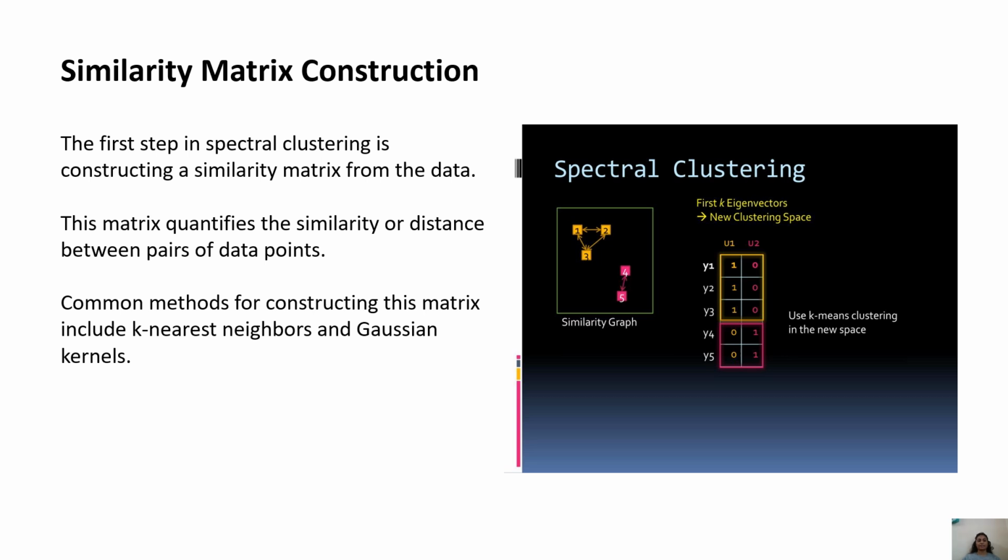Similarity matrix construction. The first step in spectral clustering is constructing a similarity matrix from the data. This matrix quantifies the similarity or distance between the pairs of the data points. Common methods for constructing this matrix include the k-nearest neighbor algorithm and the Gaussian kernels. As you can see in the figure on the right side, in spectral clustering, the first k eigenvectors are used as a new clustering space. We have u1 and u2, and the y values y1, y2, y3, y4 and y5. We use a clustering algorithm for the new space. You can also see the similarity graphs: 1 is connected to 2, 2 is connected to 3, and 3 is connected again to 1; and 4 is connected to 5 and 5 is connected to 4.